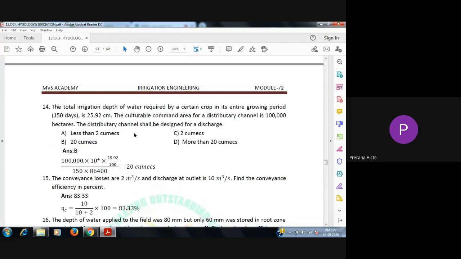The total irrigation depth of water required by a certain crop in its entire growing period, let's say 150 days, is 25.92 centimeters. The cultivable command area for a distributary channel is 1 lakh hectares. The distributary channel shall be designed for a discharge of? Again, we are supposed to calculate the discharge. The command area is 1 lakh hectares, into 10 power 4 square meters, divided by delta, 25.92 centimeters divided by 100 to convert to meters, divided by 150 days, each converted into seconds by 24 into 60 into 60.